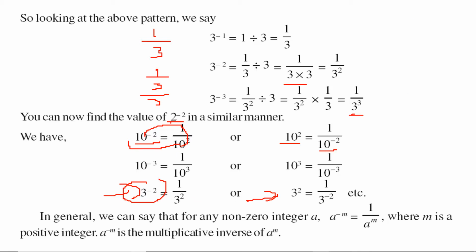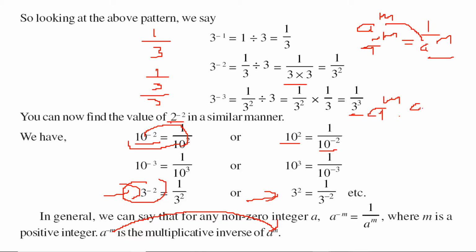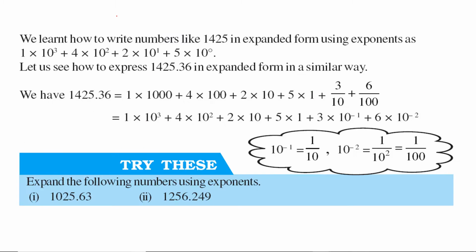So in general, when you take a to the power minus m, it is simply equal to 1 by a to the power m. So a to the power minus m is the multiplicative inverse of a to the power m. Why? Because when we multiply a to the power m with a to the power minus m, it is a to the power m into 1 by a to the power m, this cancels out, so this gives you 1. That is why it is the multiplicative inverse of a to the power m.